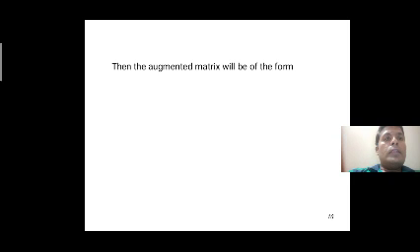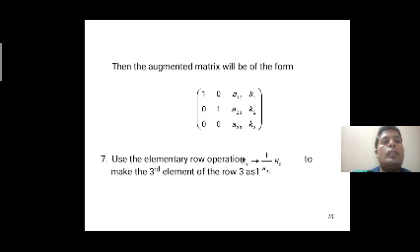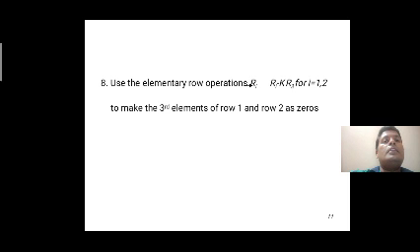Then the augmented matrix will be of the form 1 0 a13 k1, 0 1 a23 k2, 0 0 a33 k3. Use the elementary row operations R3 gives 1 by a33 R3 to make the third element of row 3 as 1. Number 8. Use the elementary row operations Ri gives Ri minus k R3 for i equal to 1, 2 to make the third elements of row 1 and row 2 zeros.